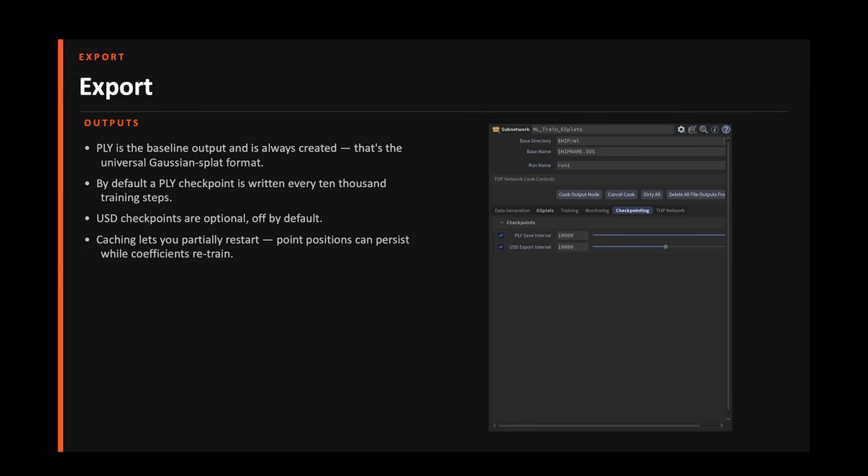And of course, during the training, you're getting some checkpoints, so in case you crash or abort, you don't lose your work. Every 10,000 frames, you can export, for example, the PLY file, which is the native format for G-splats, or you can also export the USD file. And also you can partially restart or retrain just some specific data. For example, you already trained your G-splat with just RGB, and you want to add normals or subsurface, then you just restart from your existing model and only train those new coefficients.